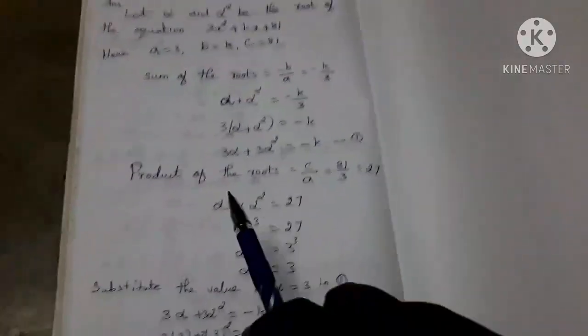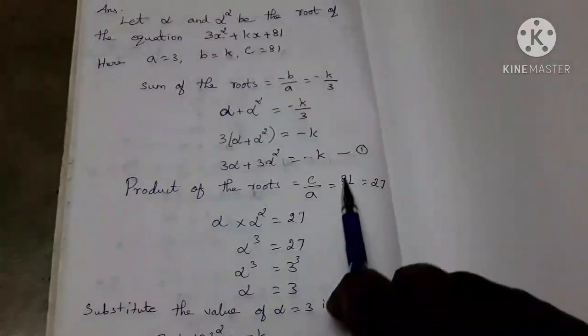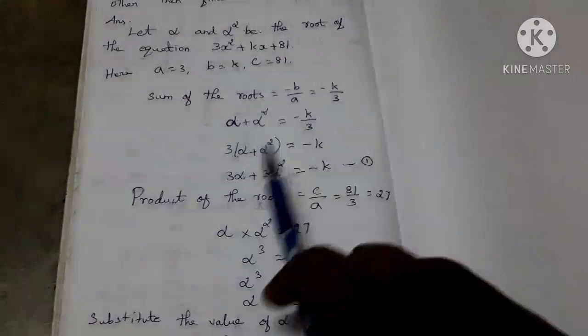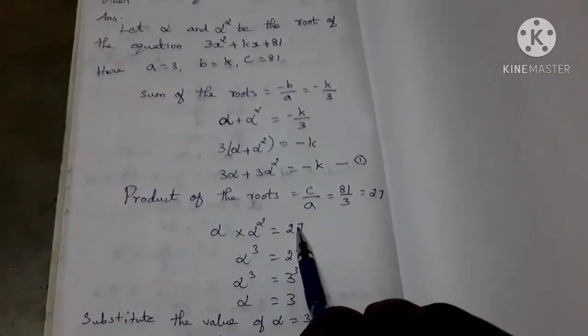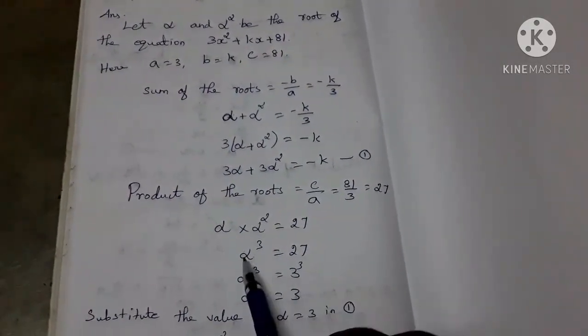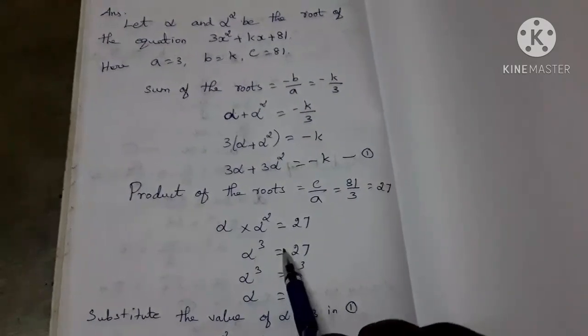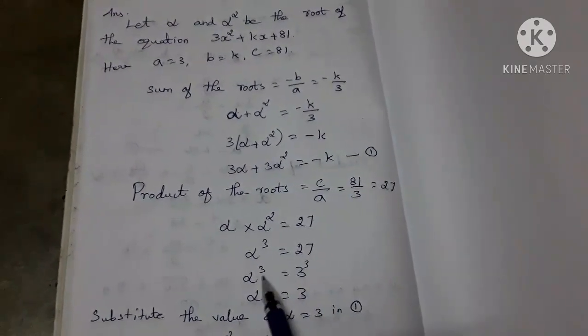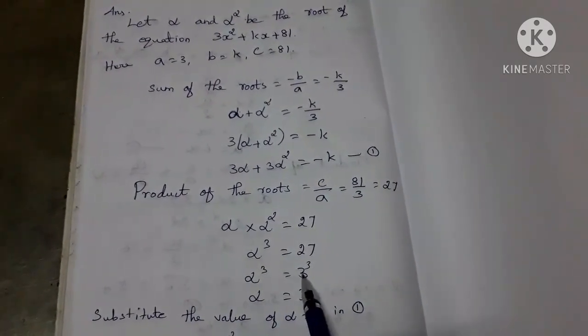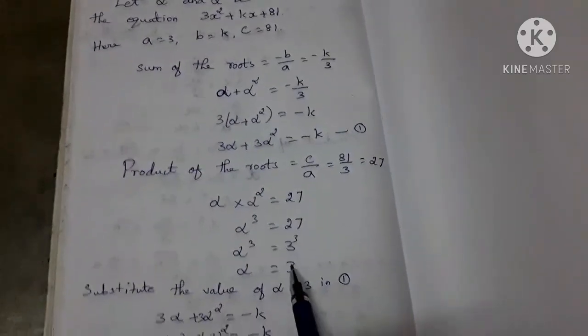Next, product of the roots is c by a, 81 by 3 is equal to 27. Alpha into alpha square is equal to 27. Alpha into alpha square is alpha cubed is equal to 27. So alpha cubed is equal to 3 cubed. So alpha is equal to 3.